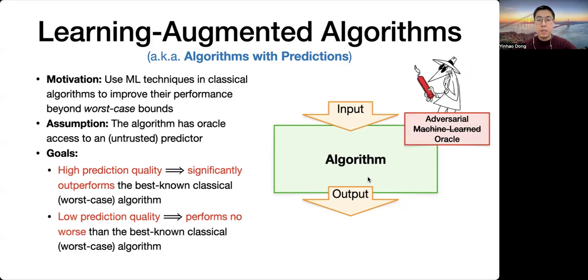The goals are twofold. First, if the predictions are highly accurate, the algorithm should significantly outperform the best-known classical algorithm without predictions. Second, even if the prediction quality is low, for example, the prediction may be corrupted by an adversary, the algorithm should still perform no worse than the best-known classical algorithm.